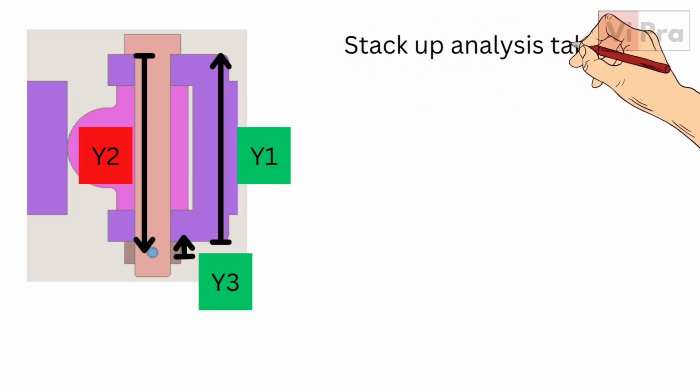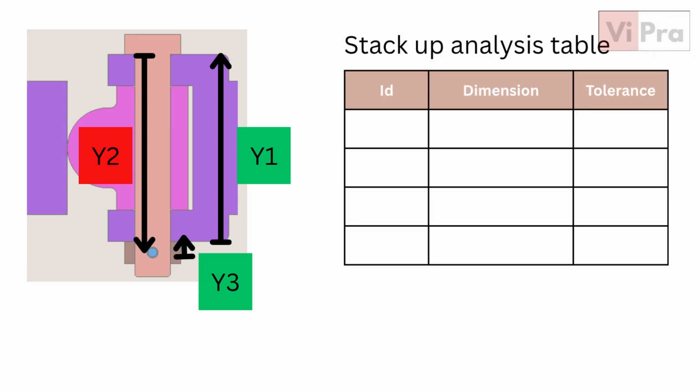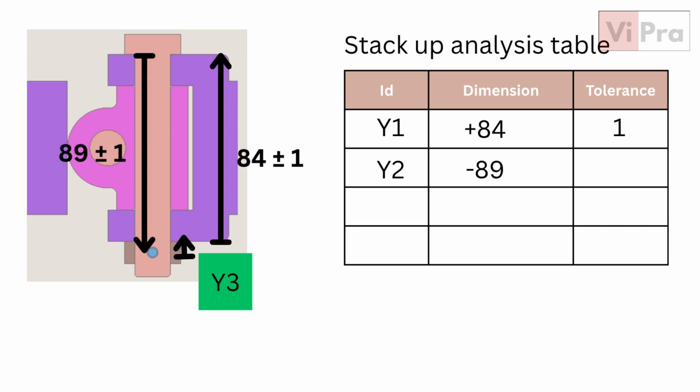Create a table and mention all the dimensions in it. Like y1, dimension 80 millimeters, tolerance of plus and minus 1 mm. y2, dimension 89 mm, tolerance of plus and minus 1 mm. For y3, the tolerance is unilateral, that is, only on the lower side.